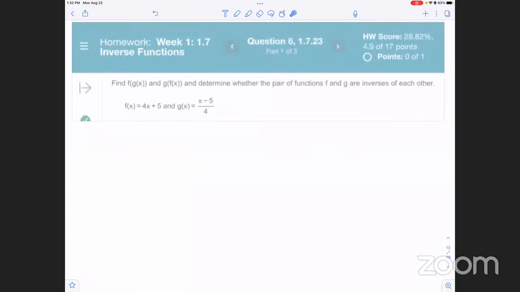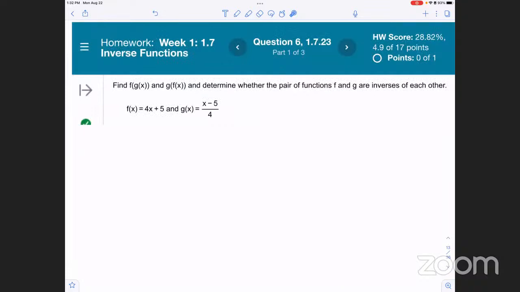Okay, so here's an example of something where I'm going to be writing. So notice I made sure to include the question ID. This comes from section 1.7, question 23 from the back of the section. So we have the two functions and we want to verify whether they are inverses. So first, let's find f of g of x.